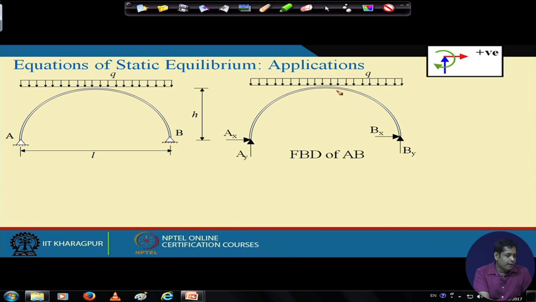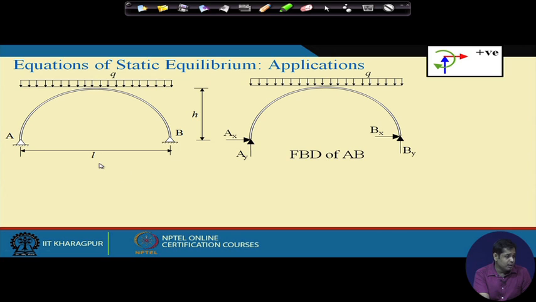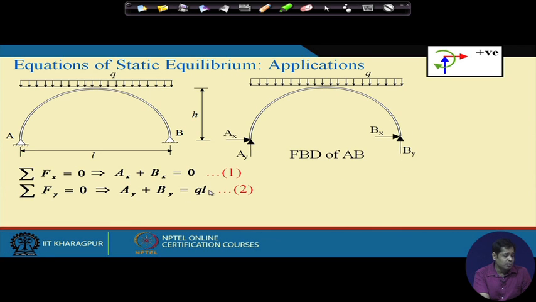Now let us write the equilibrium equations. The first equilibrium equation is summation of forces in the x direction is equal to 0, and the forces we have in the x direction are Ax and Bx, and it gives me Ax plus Bx is equal to 0. This is equation 1. Now the next equation is again summation of Fy is equal to 0. So Ay plus By is equal to, not 0, QL. QL is the total load, L being the length of the arch, and the intensity is Q. This is acting downward, so negative, and this is acting upward, so positive. So this is another equation, right.